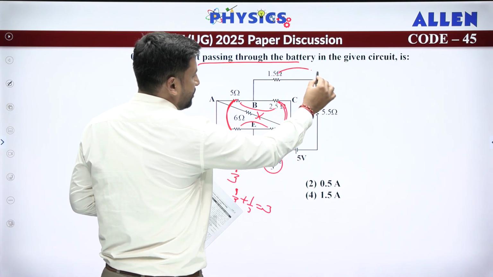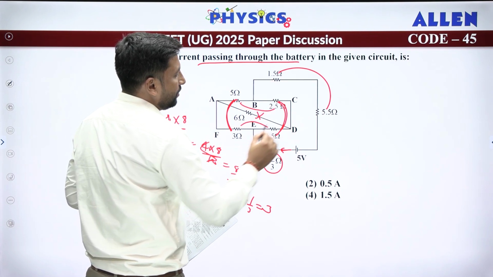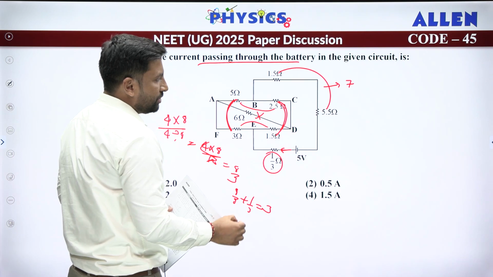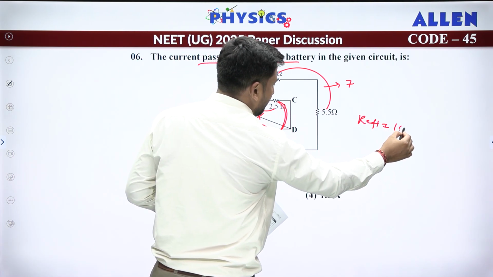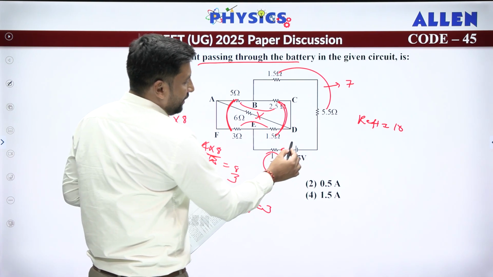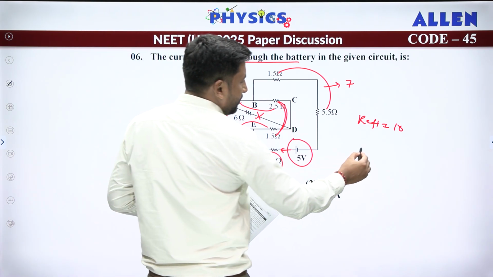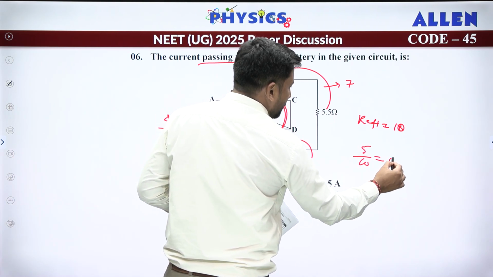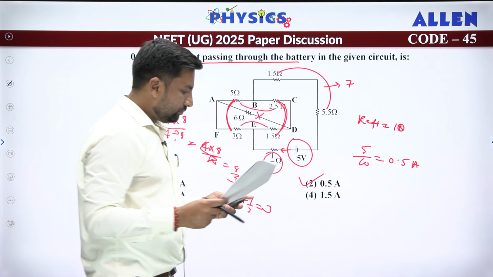And this you can also see here, 5.5 plus 1.5. So this will produce 7. 7 plus 3, how much? 10. So the effective resistance of this circuit is 10. And the battery is having what voltage? 5 volt. So what is the current here? So 5 divided by 10, if you do, it will be 0.5 ampere. So option 2 is correct.